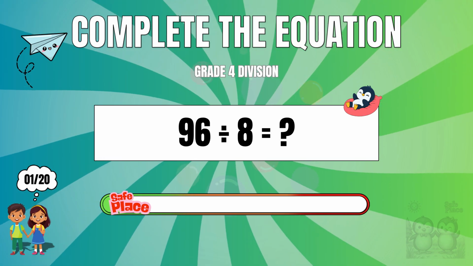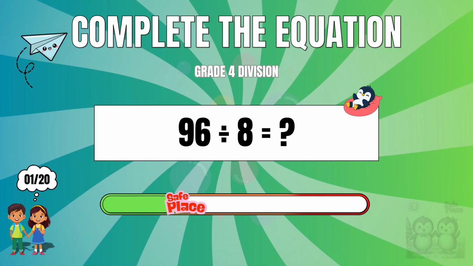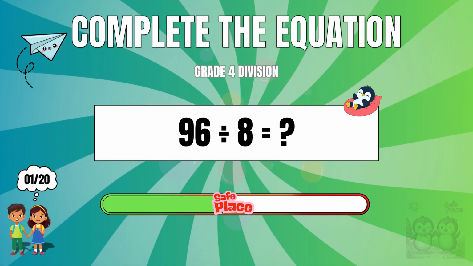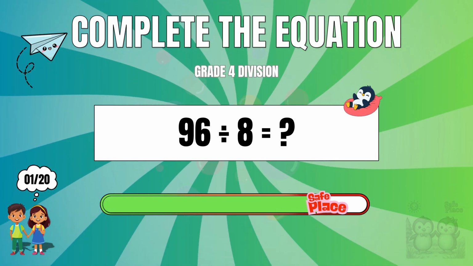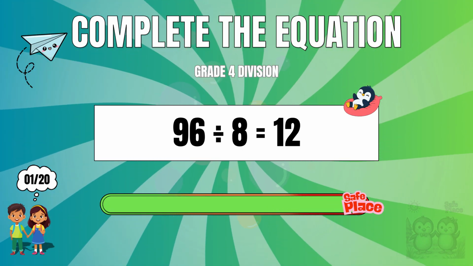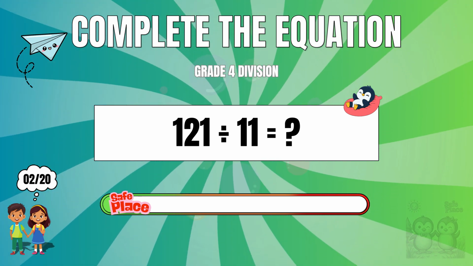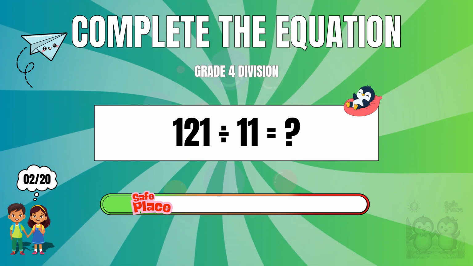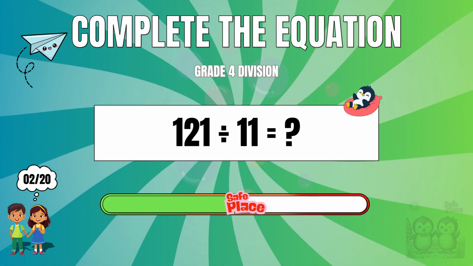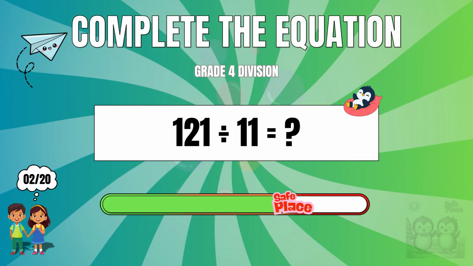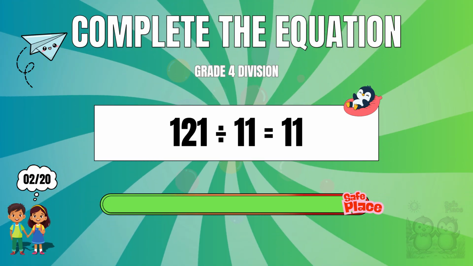Let's start with 96 divided by 8. Three, 2, 1. Correct. It's 12. Try this one. 121 divided by 11. Three, 2, 1. Nice! It's 11.